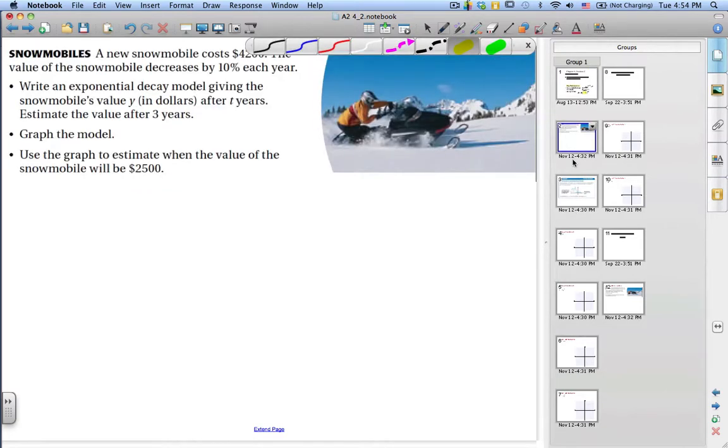Right? Type of problems we might do deals with depreciation, so things that lose value. Most vehicles lose value when you purchase them. A new snowmobile costs $4,200. The value of the snowmobile decreases by 10% each year. Write an exponential model, and then we're going to estimate value at different times.